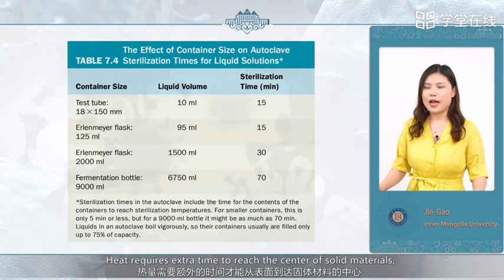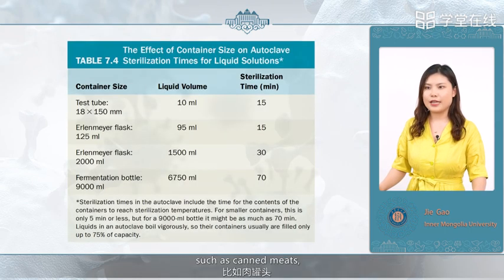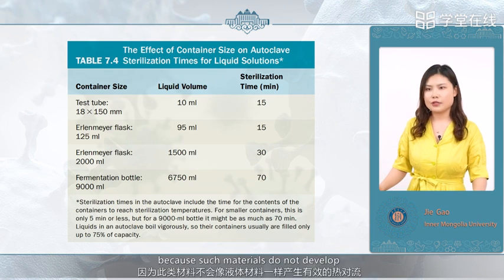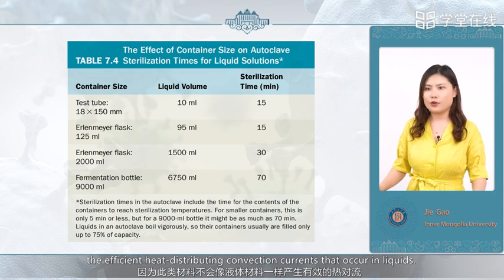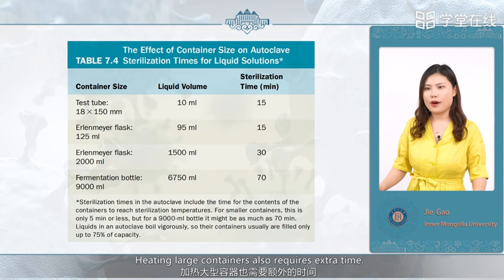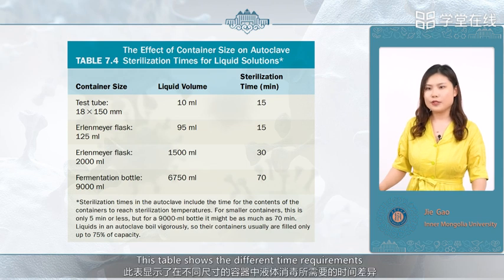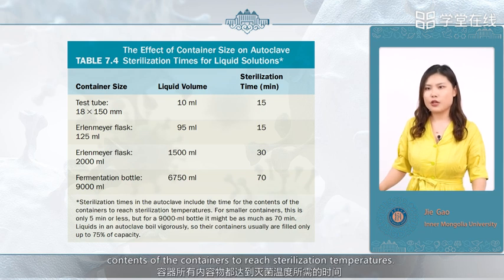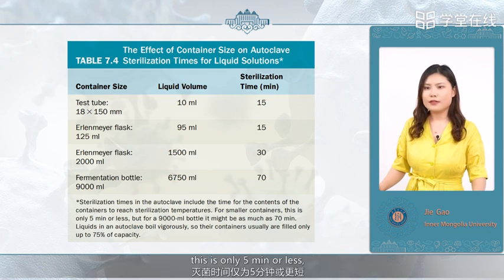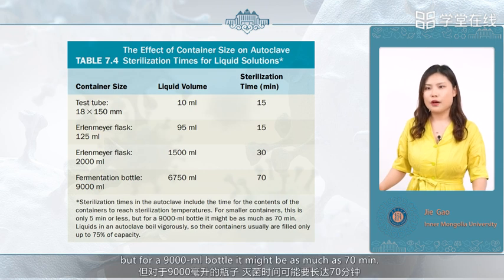Heat requires extra time to reach the center of solid materials, such as canned meats, because such materials do not develop the efficient heat-distributing convection currents that occur in liquids. Heating large containers also requires extra time. This table shows the different time requirements for sterilizing liquids in various container sizes. Sterilization times in the autoclave include the time for the contents of containers to reach sterilization temperatures. For smaller containers, this is only 5 minutes or less, but for a 9,000 ml bottle, it might be as much as 70 minutes.